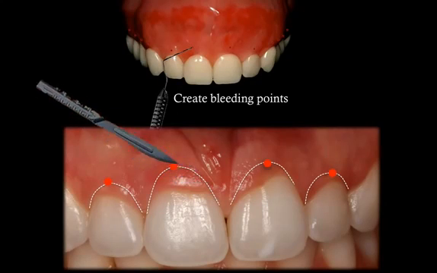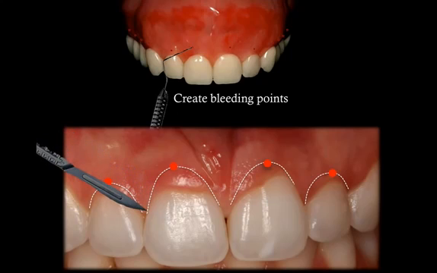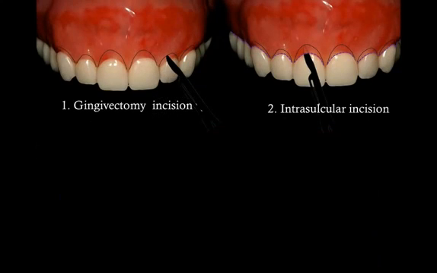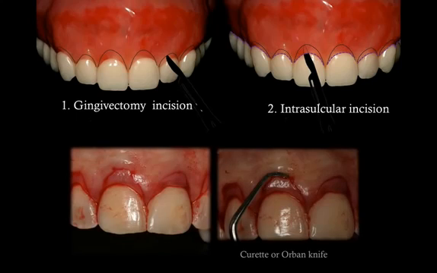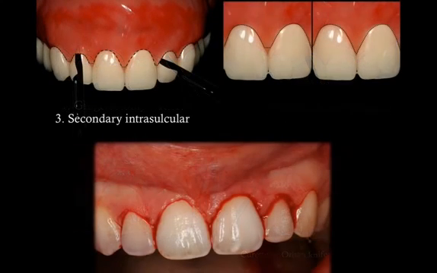After that, you make the incision, and it helps to make a secondary incision that is intrasulcular. So we create the gingivectomy with a blade, and incision number 2 is an intrasulcular incision. What you do then, using an Orban knife or a curette, you remove the excessive tissue. So now you have the full clinical crown that was hidden under the gingiva now fully exposed. And this is a very critical part of the procedure.